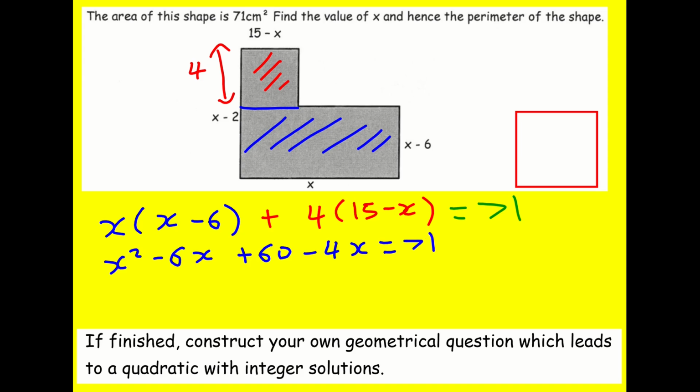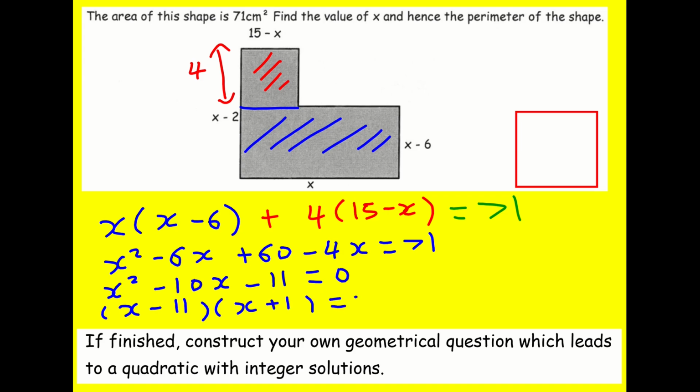And we're well on our way now. Just collect terms together: x squared minus 10x minus 11 equals 0. Suddenly this has become quite a nice quadratic. It's got to be 1 and 11 in here, so it's going to be minus 11 and plus 1. So x equals 11 or minus 1, and we reject the minus 1.